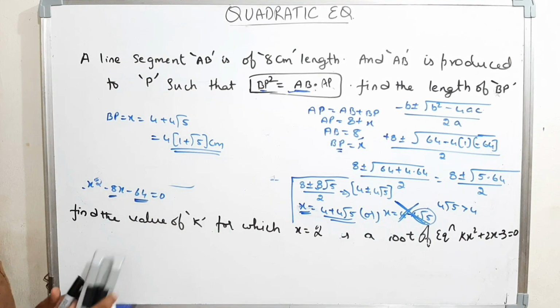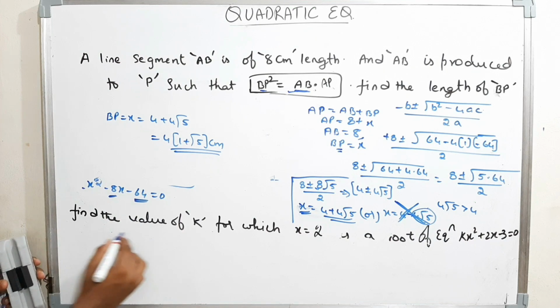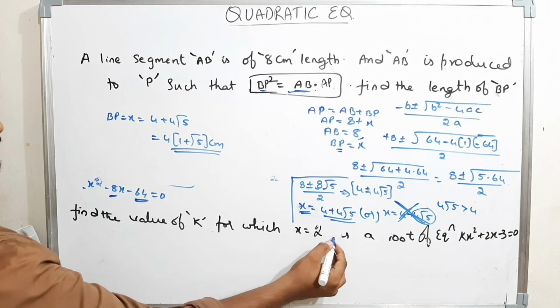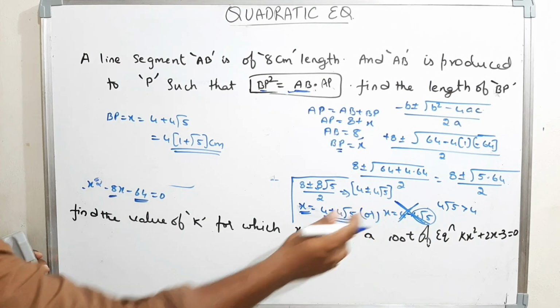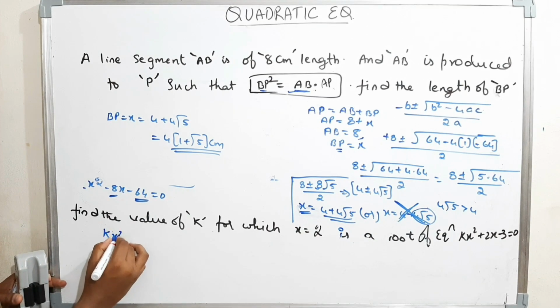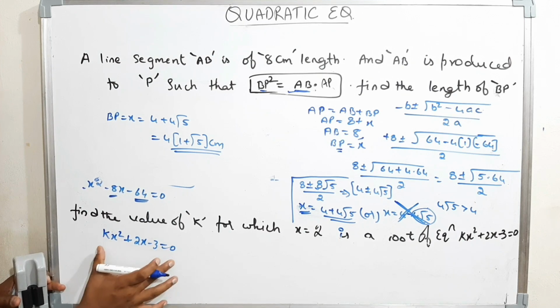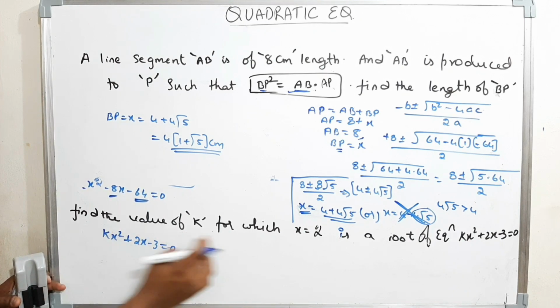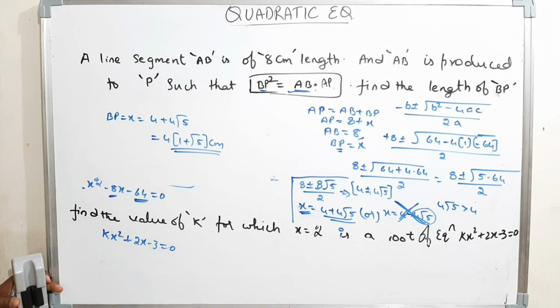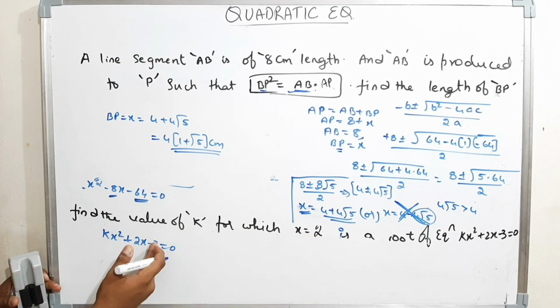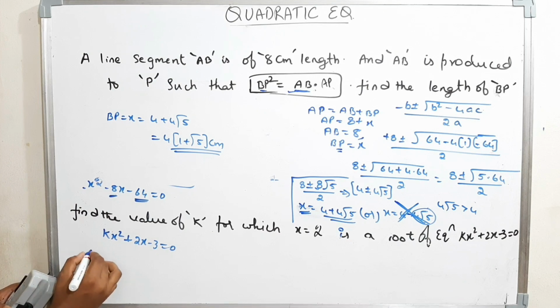Okay, now we will see the next problem. Find the value of k for which x is equal to 2 is a root of the equation kx square plus 2x minus 3 equal to 0. For what value of k is x equal to 2 a root? Just put x equal to 2 in this, we should get 0. That's all.